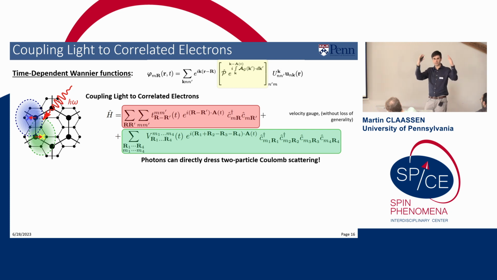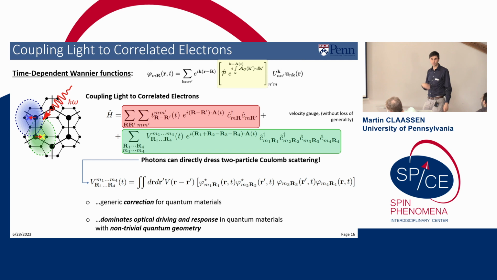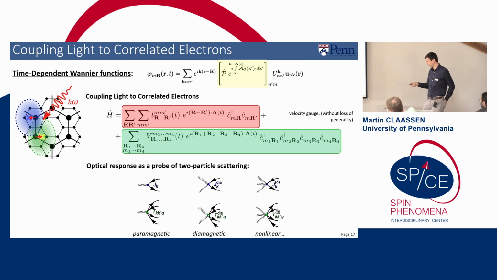As my orbital deforms in the light field, the Coulomb interaction, or two-particle Coulomb scattering, gets modified in a correlated system with non-trivial quantum geometry. And that really can become the dominant effect in a system, particularly a flat band system, such as Moiré materials. Diagrammatically, this amounts to now having two types of light-matter coupling vertex, not just the usual paramagnetic vertex, but also a two-particle scattering vertex and higher-order vertices for nonlinear responses.